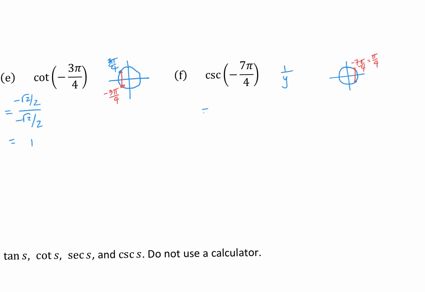So our cosecant is going to be 1 over the positive square root 2 over 2, which would be 2 over the square root of 2. And then I would have to rationalize by multiplying by square root 2 over 2, top and bottom. And we get 2 times the square root of 2 over 2, which reduces to just the square root of 2.